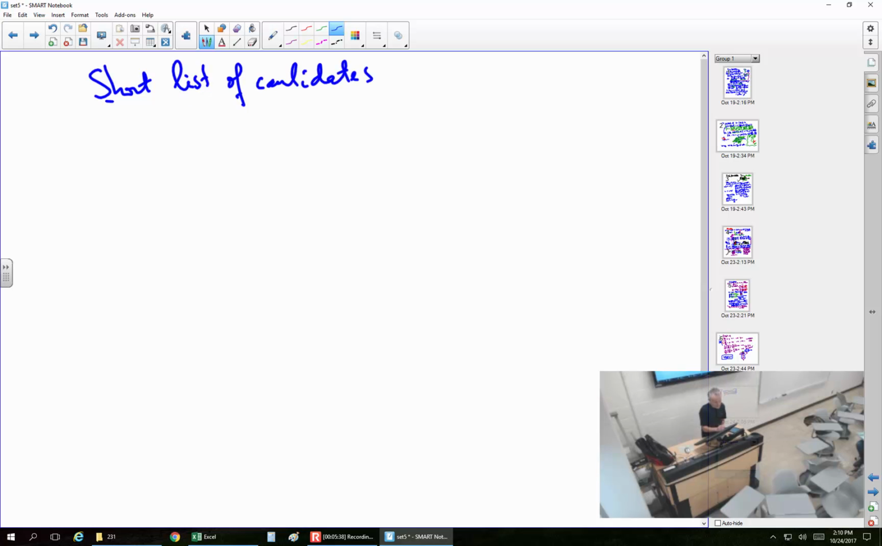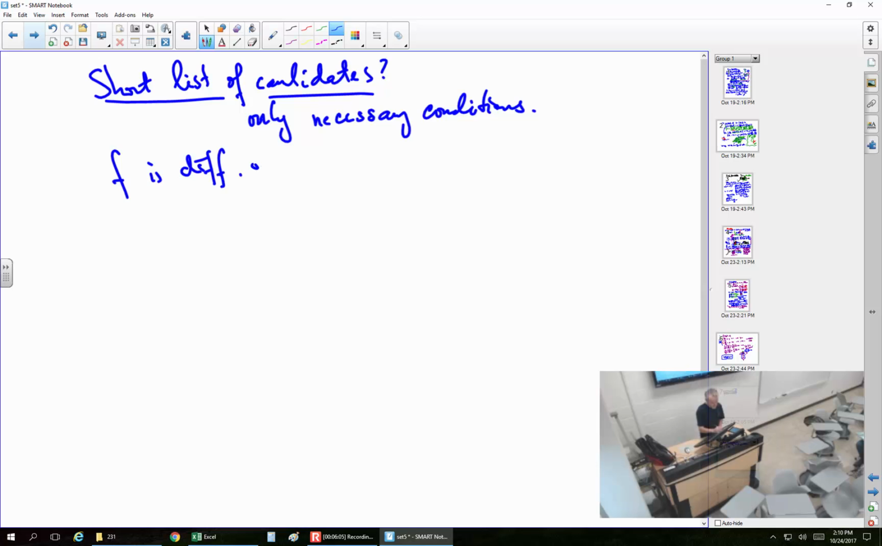Then differentiability is not really a priority, because if you shorten the list, then it's okay. We're still looking for only the necessary conditions. So what do we need? We only need the partial differentiability. So f is differentiable with respect to x at x equal a, y equal b, and differentiable over y at that same point.